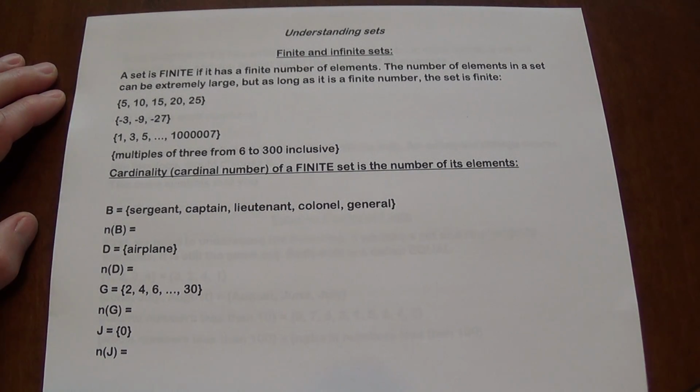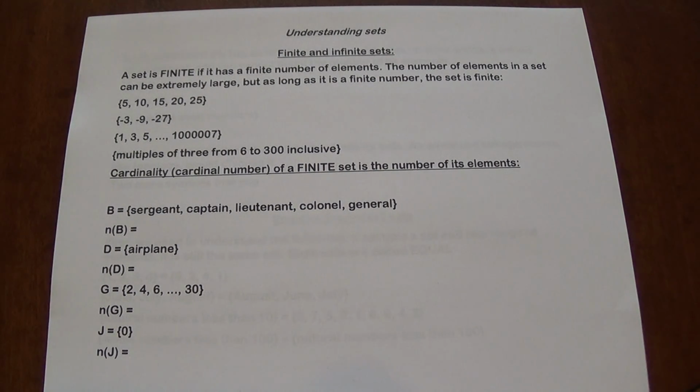We also define something called cardinality of a set. We're going to talk about this. Cardinality of a set is basically the number of elements. How many elements a finite set has.